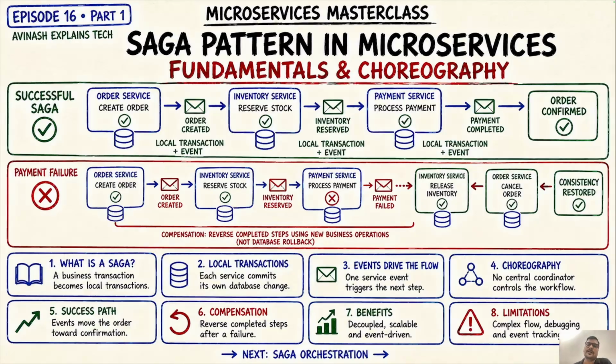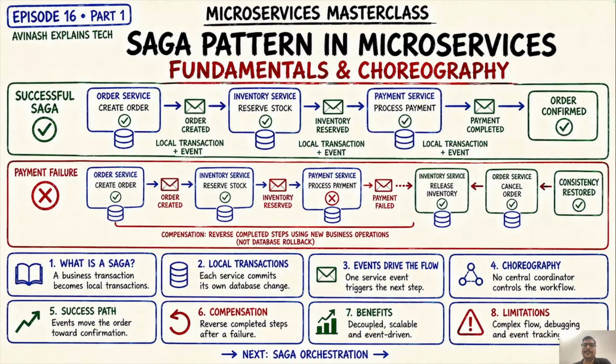Step 4, confirm the order. The order service listens to payment completed. It changes the order status from pending to confirmed. The complete saga is now successful. Each service knew only which events it should consume and which events it should publish. No central component controlled the complete workflow. This style of saga is called Saga Choreography.